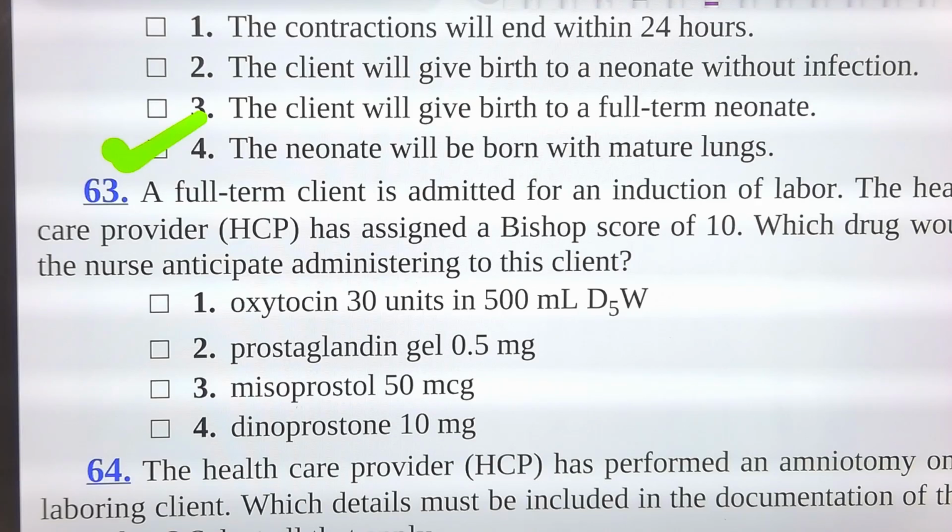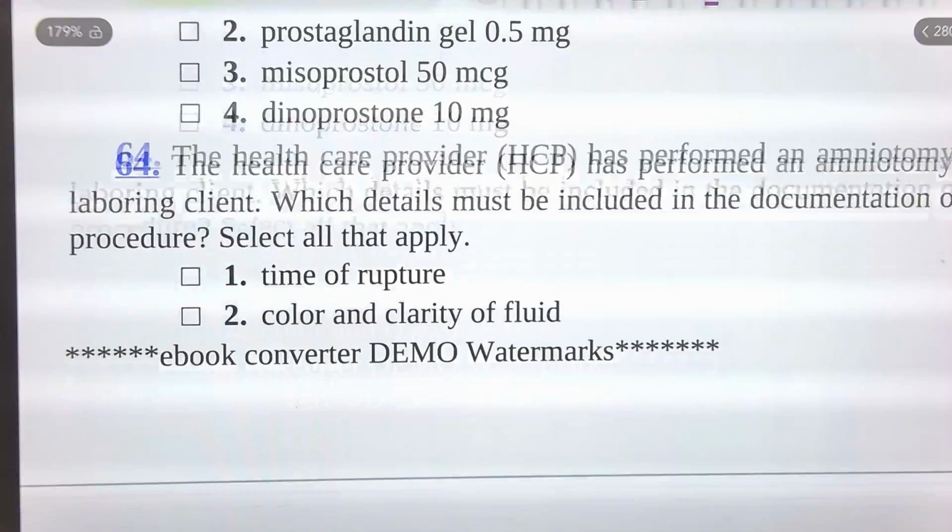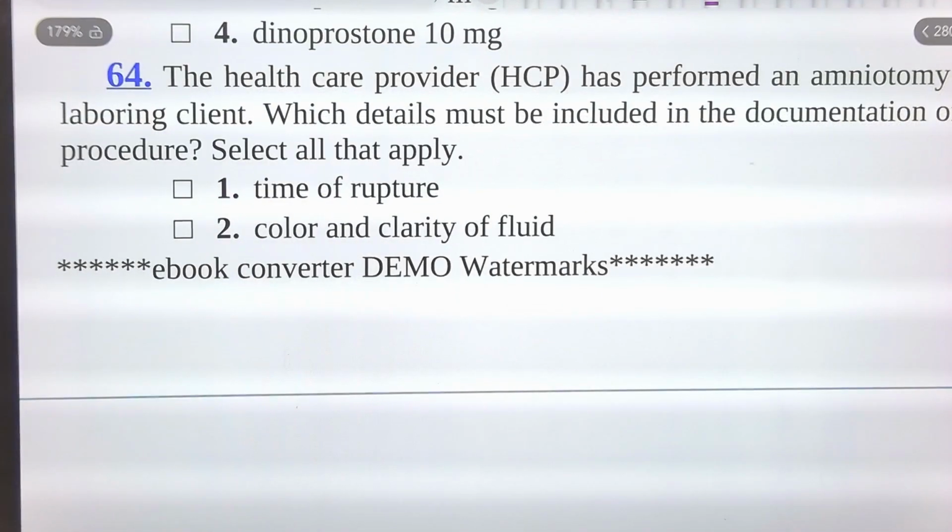बिशप स्कोर क्या इवैल्युएट करता है कि सर्वाइकल कितना रेडी है लेबर के लिए बेस्ड ऑन 5 फैक्टर, दैट इज सर्वाइकल सॉफ्टनेस, सर्वाइकल effacement, dilation, fetal positioning and station. So what will be the correct one? अगर बिशप स्कोर 10 है तो. So answer number 1 will be the correct. We have to administer oxytocin 30 units in 500 ml D5. Now let's read the next question.